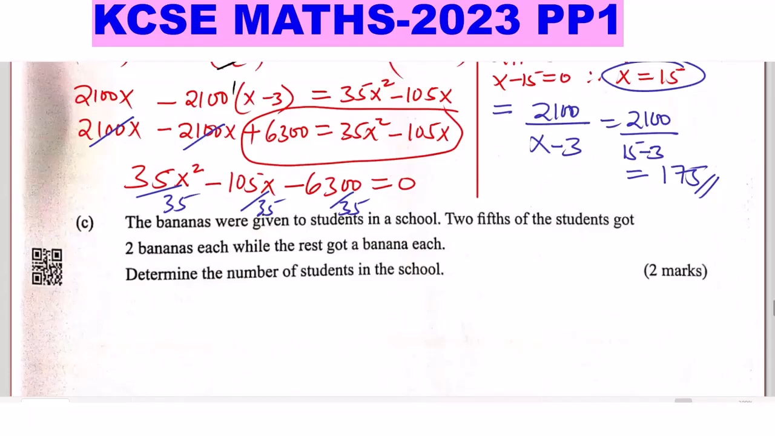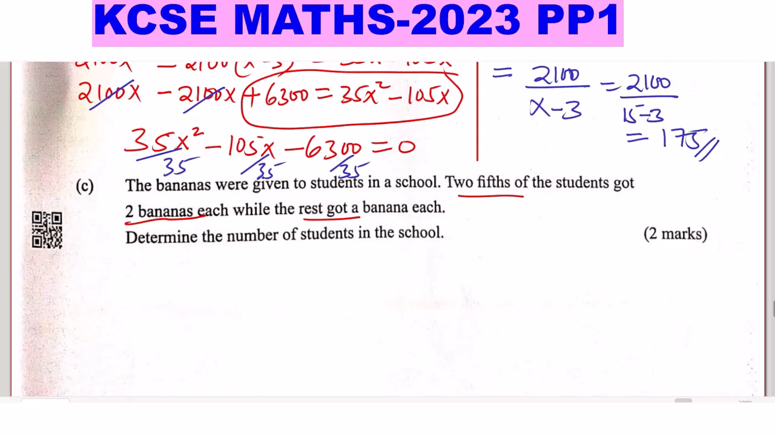Part C. The bananas were given to students in a school. 2/5 of the students got 2 bananas each, while the rest got 1 banana each. Determine the number of students in that school. So we're supposed to determine the number of students. Because we don't know the number of students, we can let the number of students be represented by x.